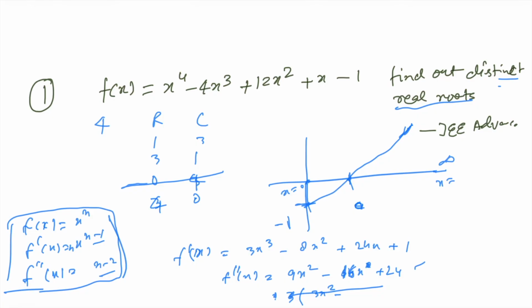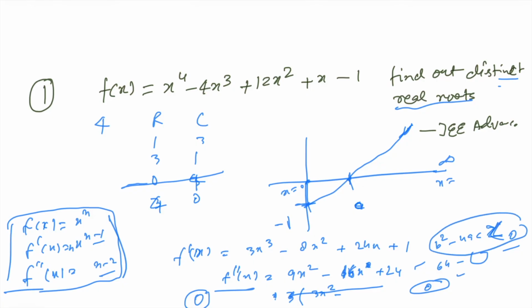Still, if we find b square minus 4ac, you know, for finding out the real and distinct roots for a quadratic, we'll see 64 is much greater, and this will come negative. So that means it has zero real roots. So f double prime x has zero real roots because this is coming negative. So that means it has imaginary roots.